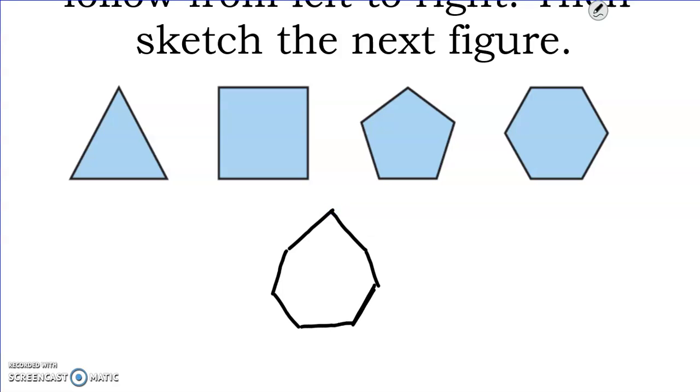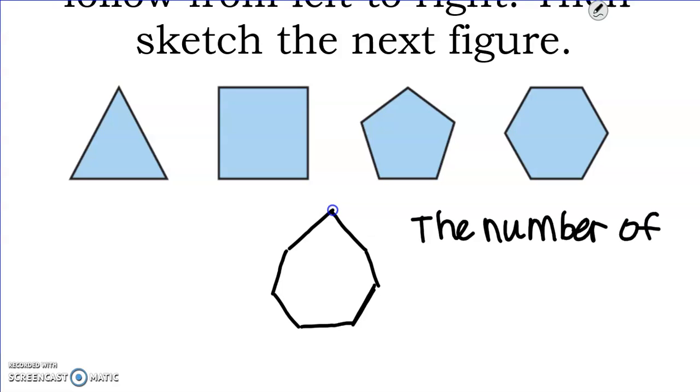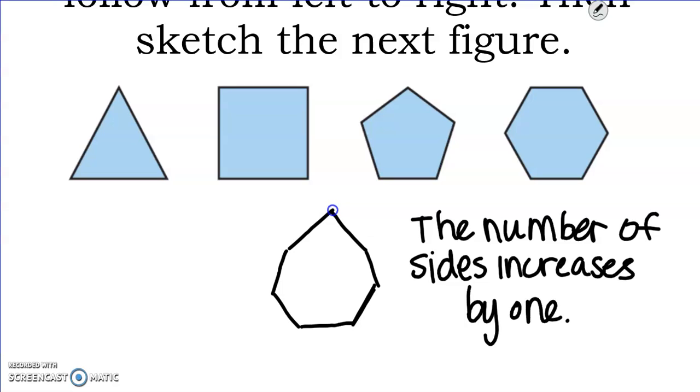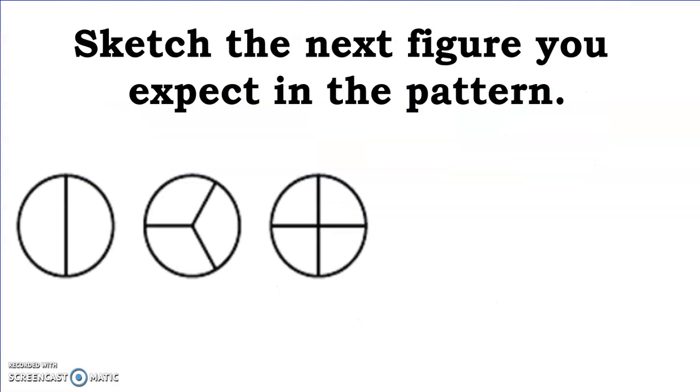Okay. So we want to describe the pattern. The number of sides increases by 1. So we started with 3 sides, we had 4 sides in the square, 5 sides, 6 sides, and now we have 7 sides. Okay. Next pattern, we have 2 equal parts, now we have 3 equal parts, now we have 4 equal parts, so in this next circle we're going to have 5 equal parts.